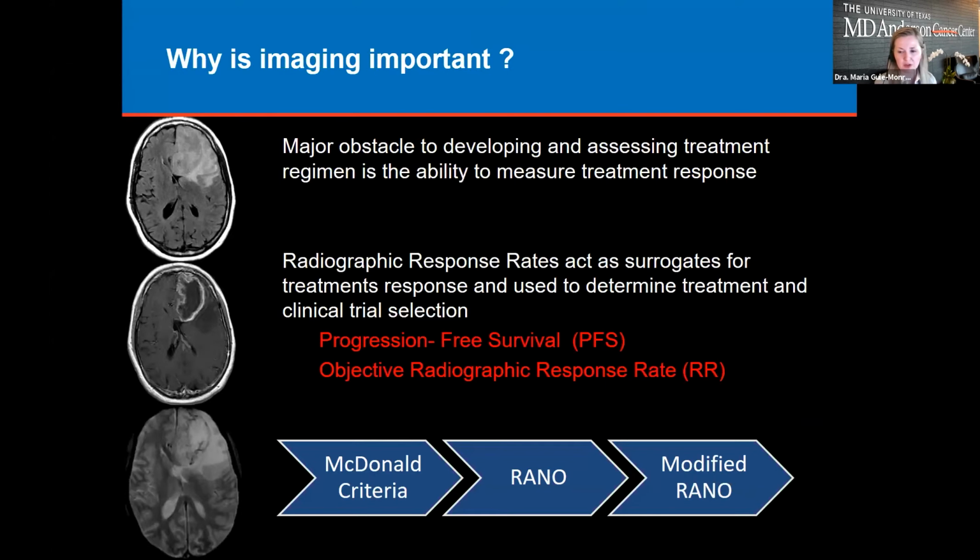A major obstacle to developing and assessing a treatment regimen, which clinicians often come up against, is the ability to accurately measure treatment response. Radiographic response rates often act as surrogates for treatment response and are used to determine treatment and clinical trial selection. The radiology community has tried to tackle this issue by developing standardized ways of measuring radiographic response. First with the McDonald criteria, and later with RANO and modified RANO and different permutations thereof. As we all know, these systems are flawed, even as they try to incorporate ways to measure non-enhancing tumor or account for pseudoprogression.